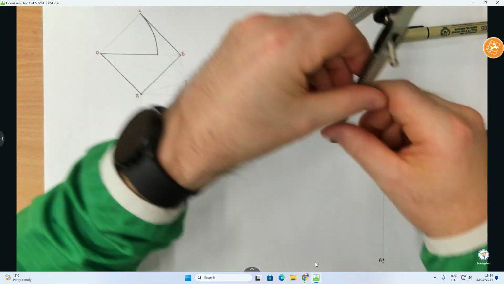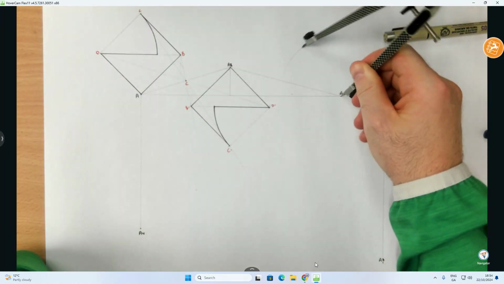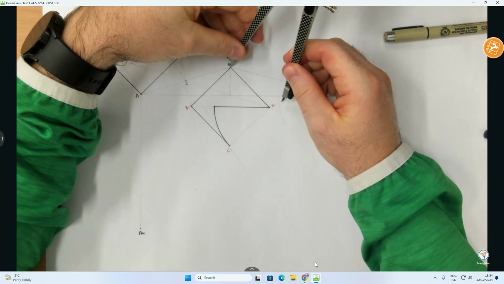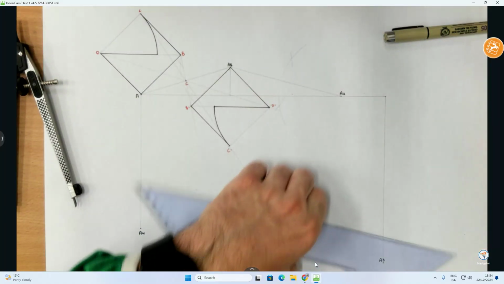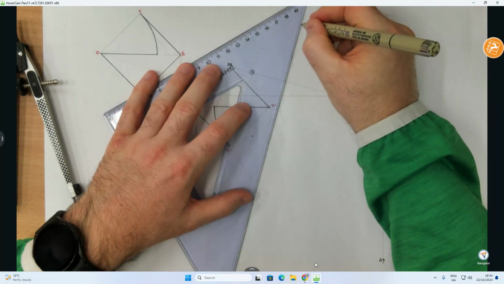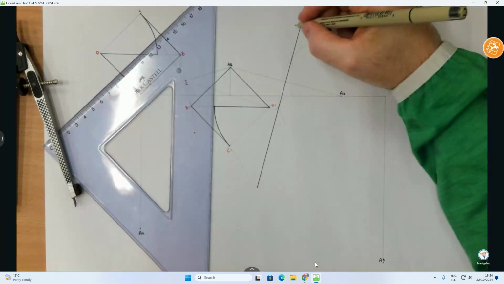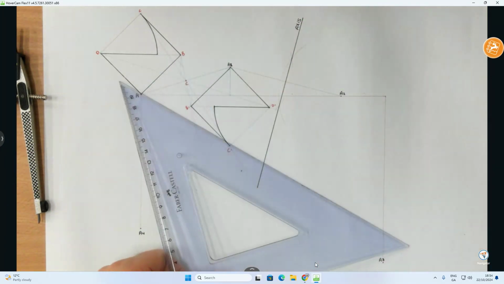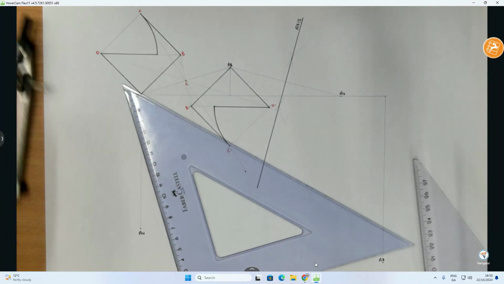So once again, we're just simply going to bisect. So we'll put our compass on A2, swing an arc above the line, below the line, and then go to the opposite side, put it on A1 and swing an arc as well. And then this point here, down to here. And that there is my axis. Okay, now that we've done that, all the lines will project for B, C and D perpendicular to that axis.